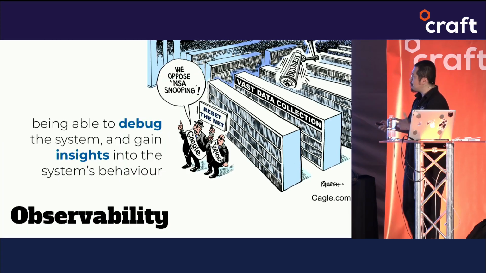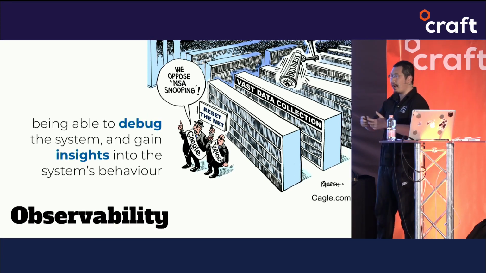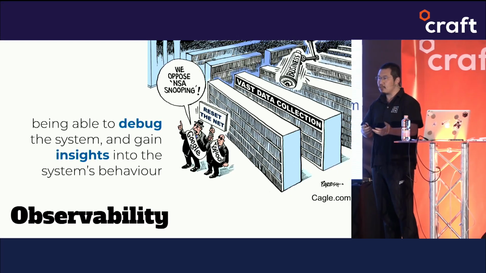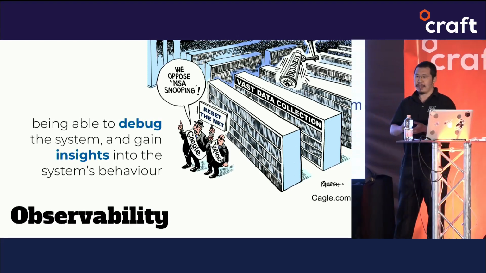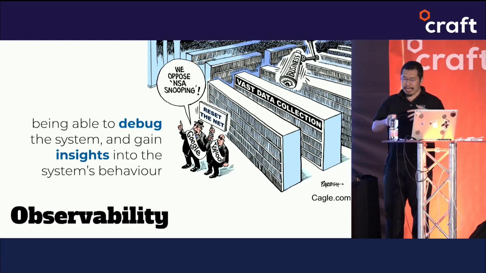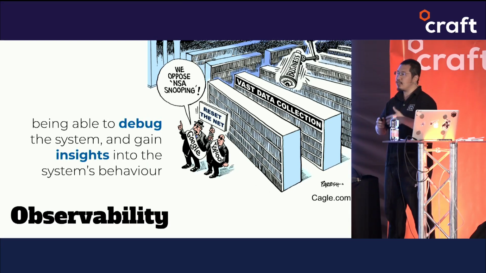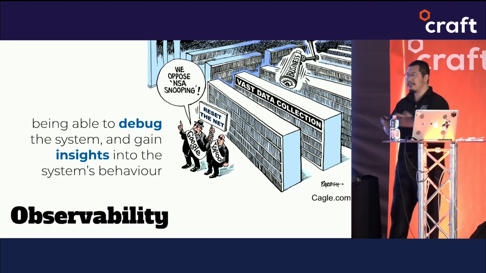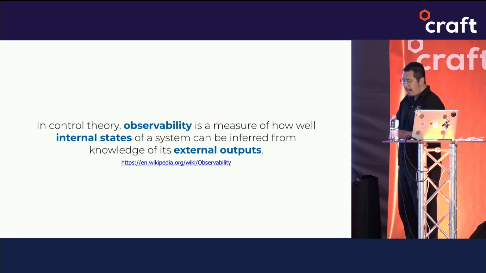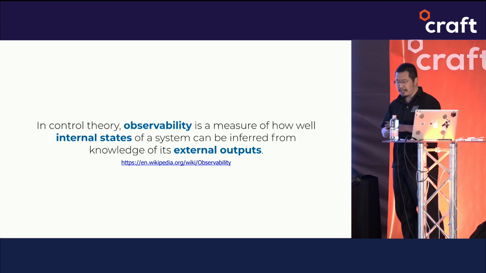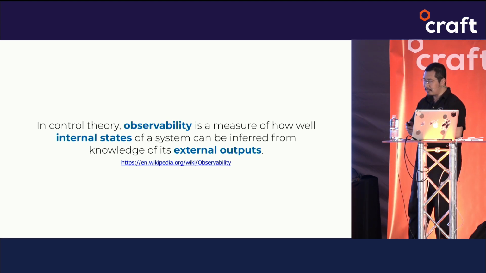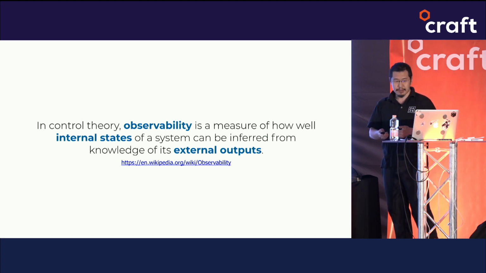Whereas observability is much closer to what a lot of government agencies are doing in terms of collecting lots of metadata about what happens, our communications, who you're talking to, when, so that they can figure out information about what is happening inside the system, but only observing it from afar, hence the name observability. And in control theory, observability is a measure of how well the internal state of a system can be inferred only from the knowledge of external output.